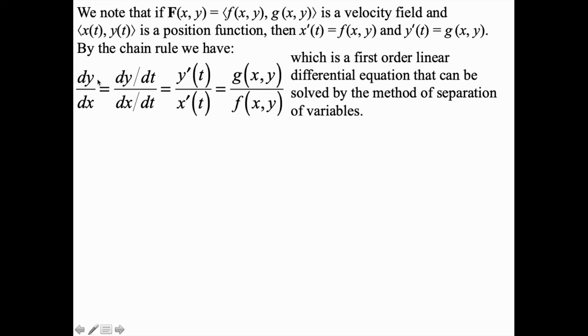So by our knowledge of the chain rule, dy/dx is simply dy/dt over dx/dt. But wait a minute. dy/dt was g of (x,y). That was the y component of the velocity field. So we put that up top. And dx/dt is x prime of t. That is little f of (x,y), the velocity field, little f. So we put that on the bottom.